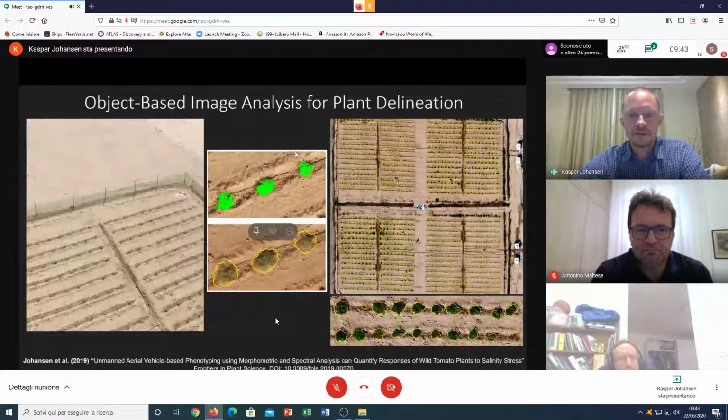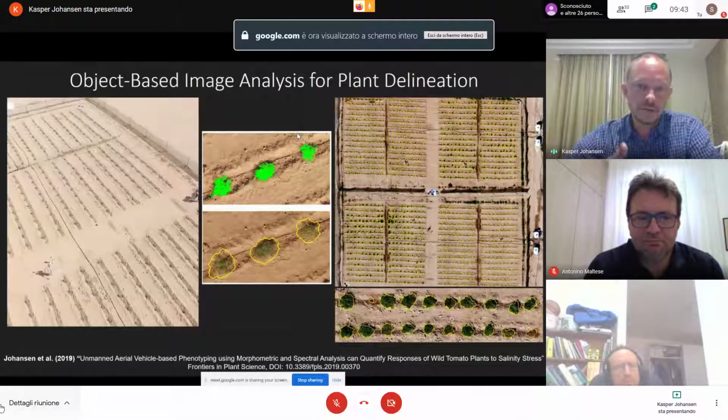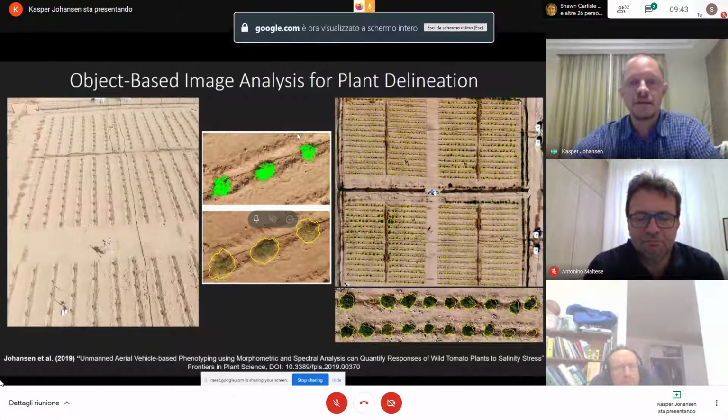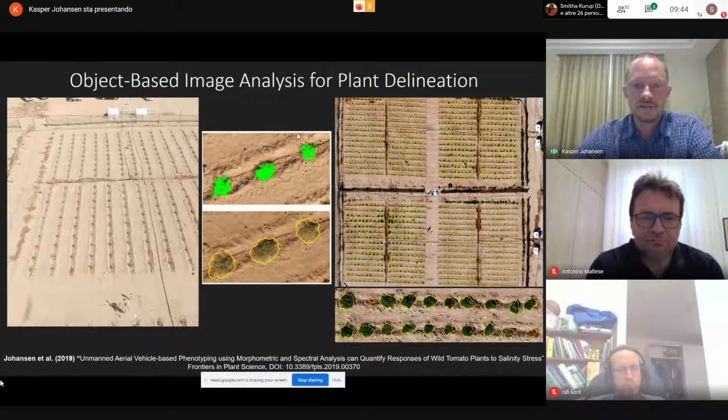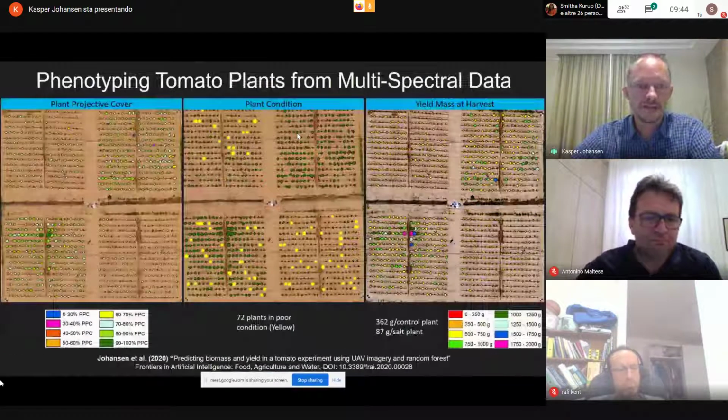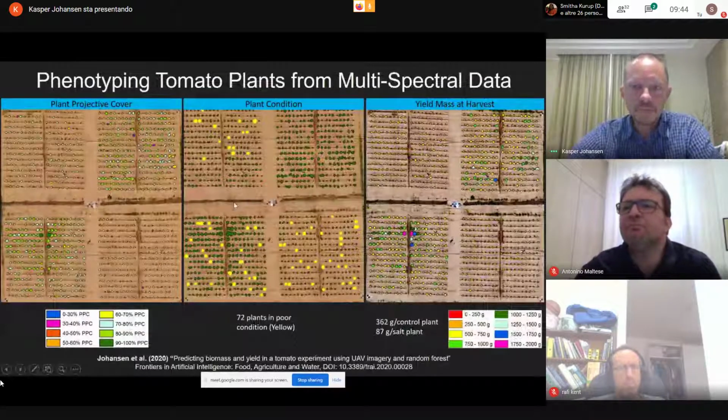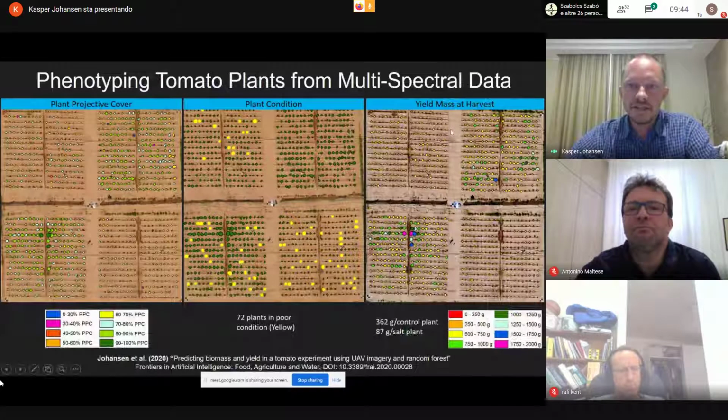So that really allowed us to start looking at phenotyping the different plants, such as, for example, looking at area of the individual plants, but also growth patterns, plant condition, and the canopy cover of those plants. So here's some examples of that. We also looked at yield and biomass before harvest.